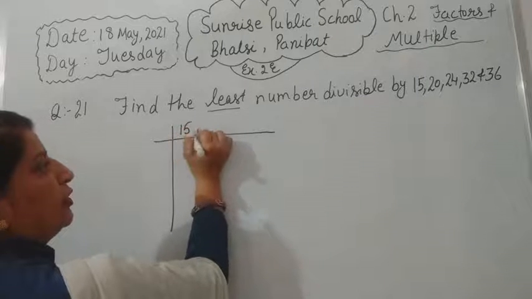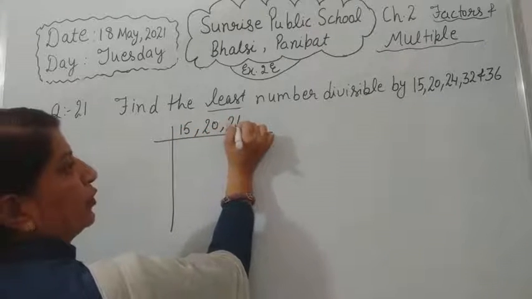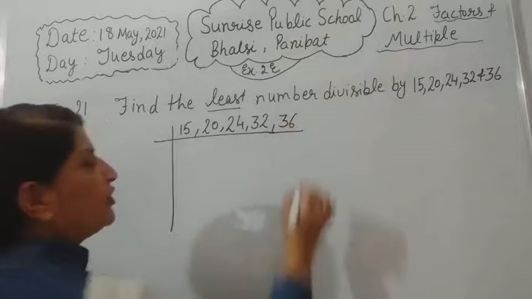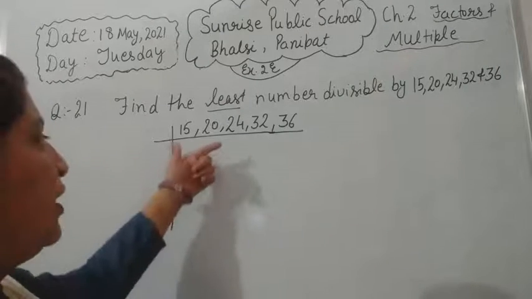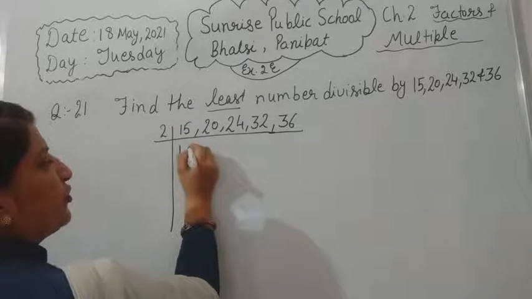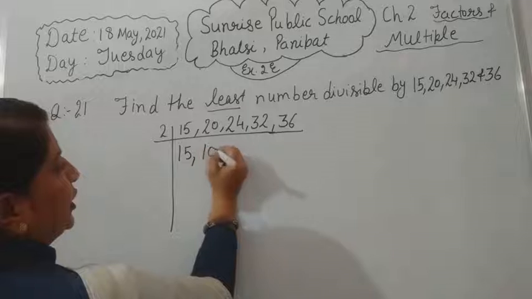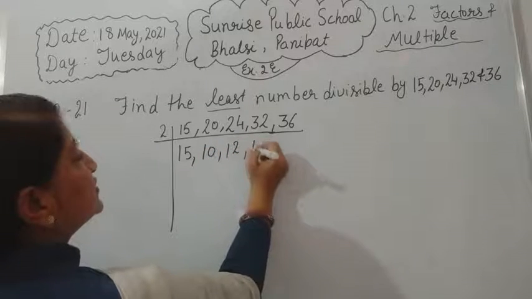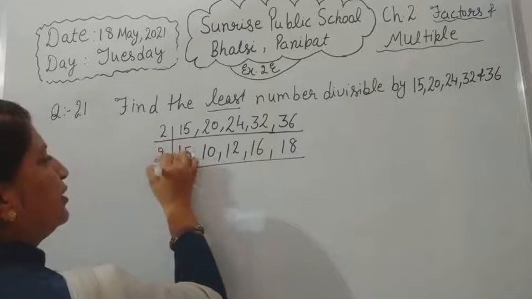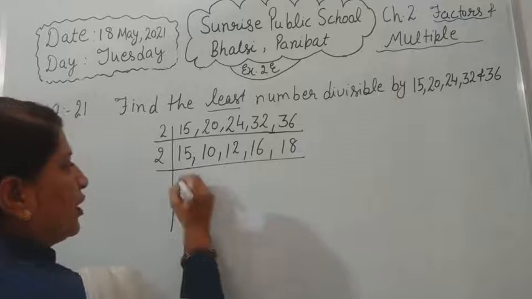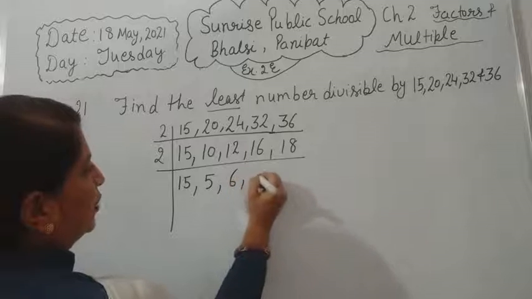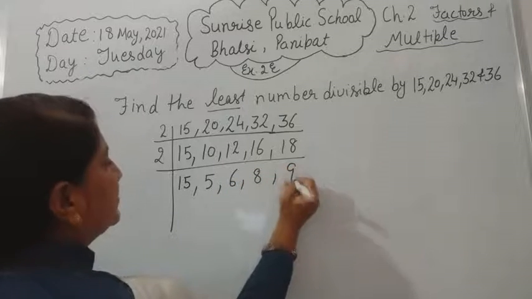15, 20, 24, 32 and 36. Now here you see that all these numbers are divisible by 2 except only 15. So we write 15 as it is. 2 10s are 20, 2 12s are 24, 2 16s are 32 and 2 18s are 36. Again this number is divisible by 2. So here we write again 15 as it is. 2 5s are 10, 2 6s are 12, 2 8s are 16 and 2 9s are 18.